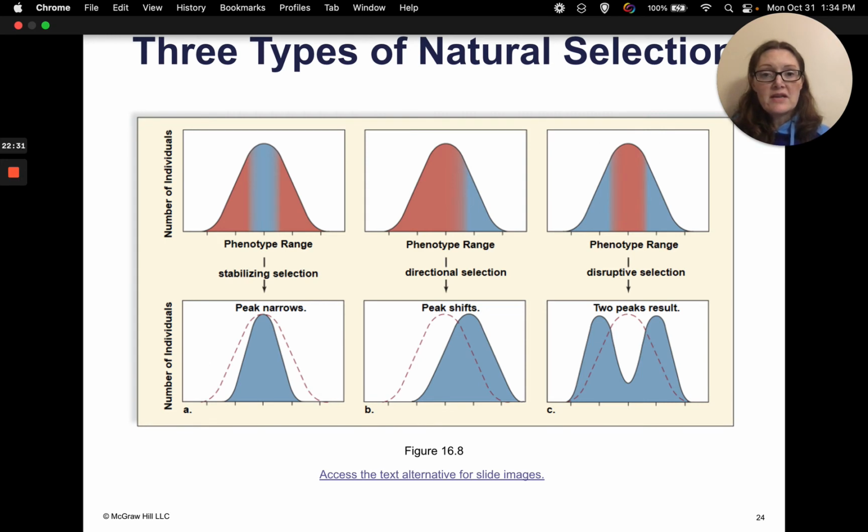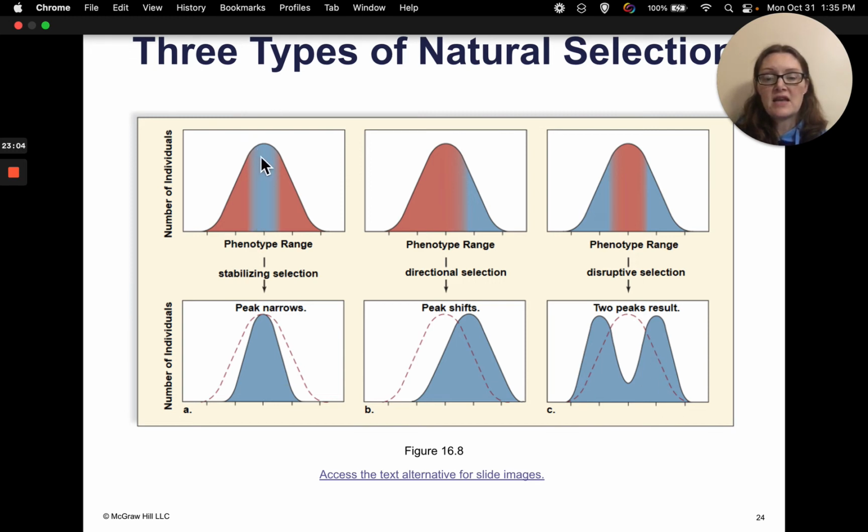So there are three types of natural selection. This is a range of phenotypes. Remember, phenotypes are physical traits, genotypes are genetic traits, and you've got different kinds of directional shifts. So when natural selection happens, you can select for the middle trait, the trait that occurs here in the center. You can select for an outlier that shifts this direction, or you can select for the outliers on either end, like we see here.